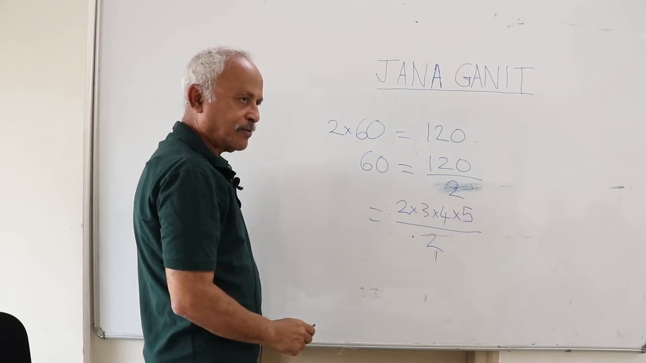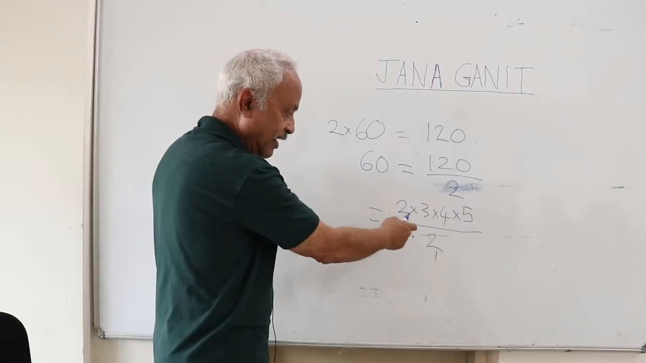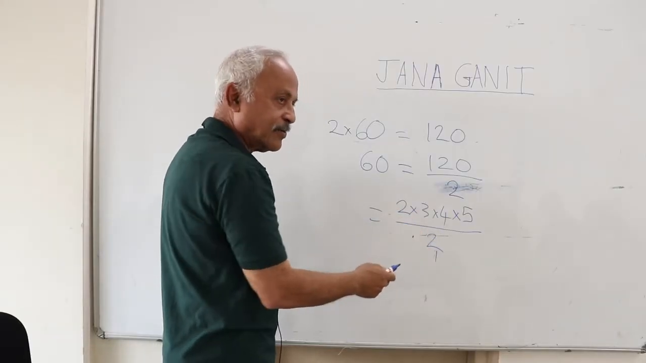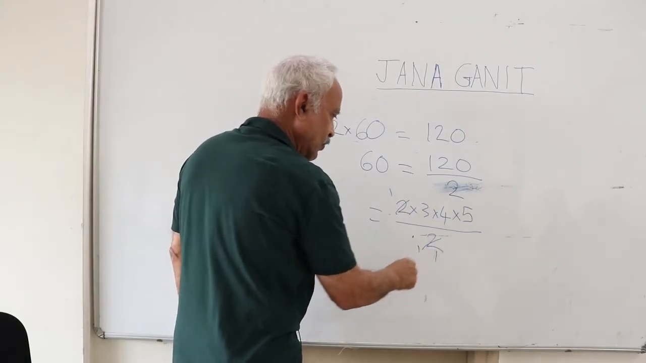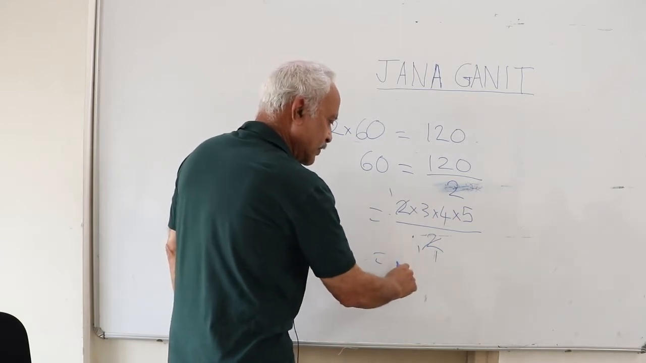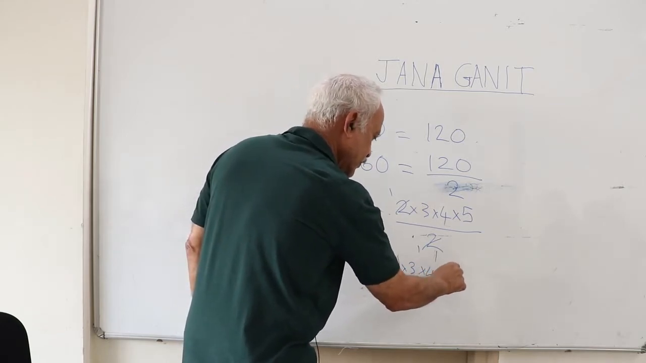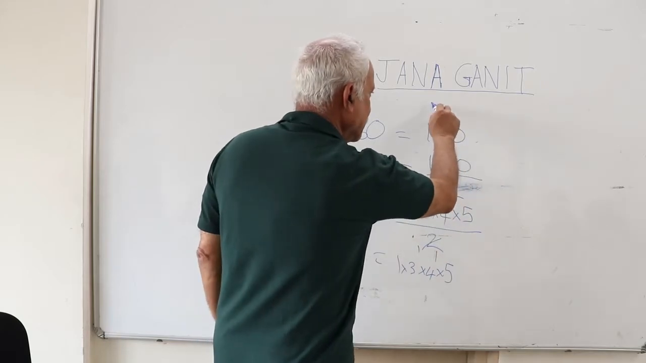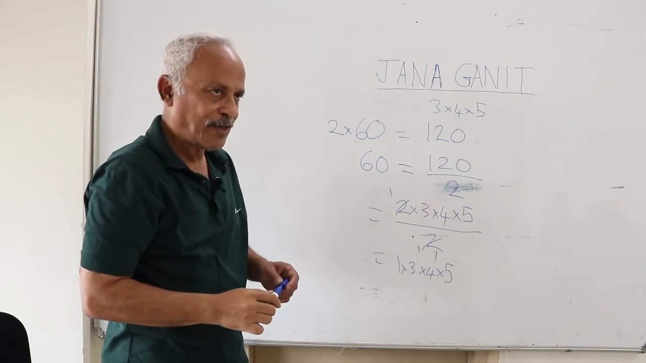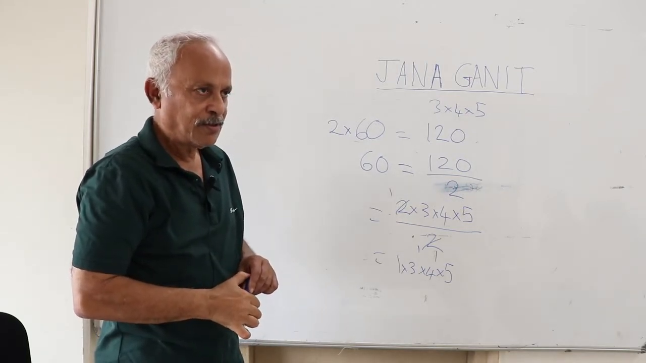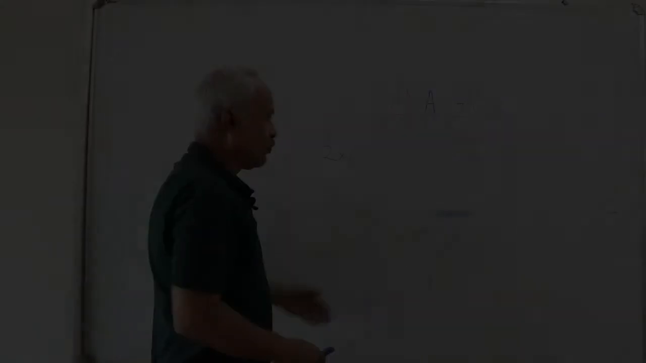So now what can I do? Here, if I have 2 in the numerator and 2 in the denominator, what can you do? Cancel, right? So I cancel this and I cancel this and I get 1 and 1 here. So that is equal to 1 into 3 into 4 into 5, which is the same as 3 into 4 into 5. Okay. So now we know how to factorize. We know how to cancel.